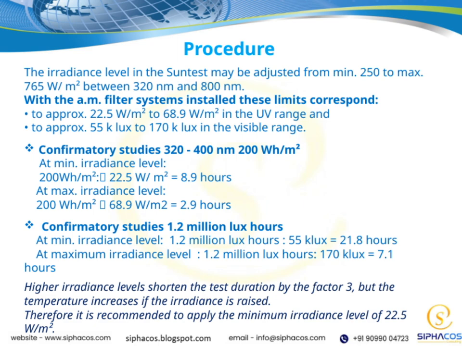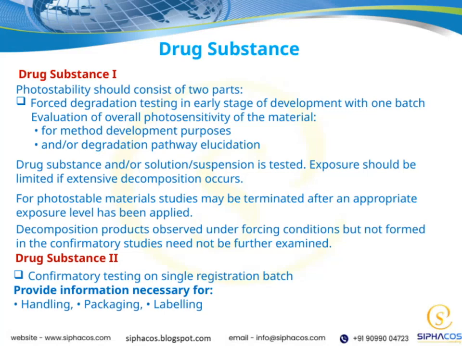to ensure reliable results. Let's talk about confirmatory testing on a single registration batch. This step is crucial because it provides the necessary information for handling, packaging, and labeling of the drug substance. Specifically, for drug substance I and drug substance II, we need to ensure that all aspects are clearly understood before moving forward. Now, when it comes to photostability testing, it should be divided into two main parts.